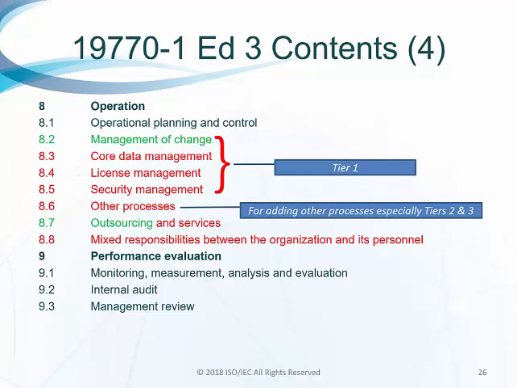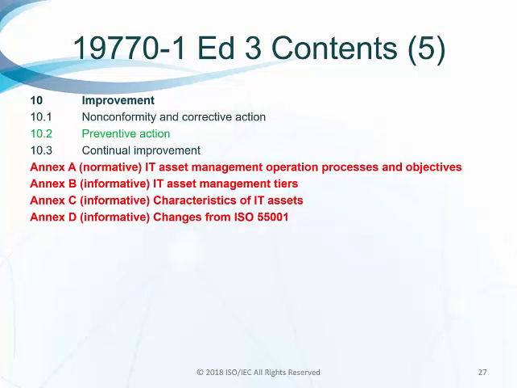Clause 9 is pretty much standard. We go on to clause 10 then. That clause 10 is pretty much standard, although 55001 added a subclause for preventive action. The annexes are all specific to the ISO ITAM standard. The first one is the most important one that lists all of the processes and objectives, for tiers 1, 2, and 3. Annex B explains the IT asset management tiers. Annex C gives a more detailed explanation of the characteristics of IT assets, and D gives a detailed list of all the changes from ISO 55001.